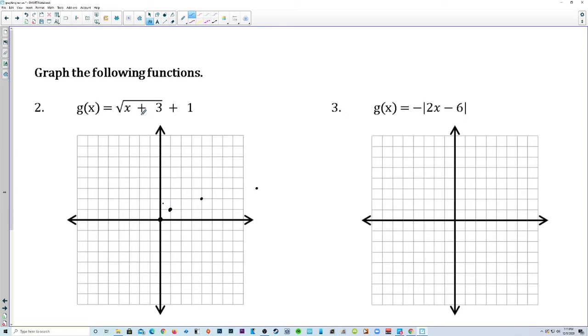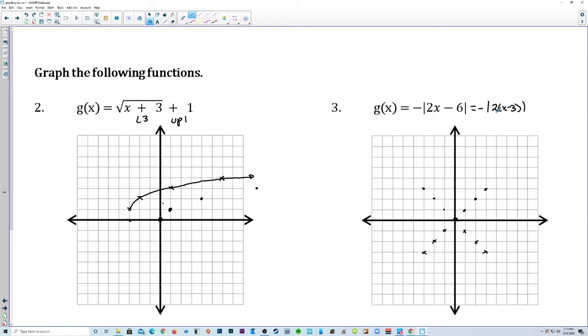Plus 3 is on the inside of the function, so this is left 3. And on the outside, we have a plus 1, so that's up 1. Left 3 and up 1. That's right there. 1, 2, 3, up 1. 1, 2, 3, up 1, and 1, 2, 3, up 1 would be right there. So here is our square root graph, and it'd keep going like that.